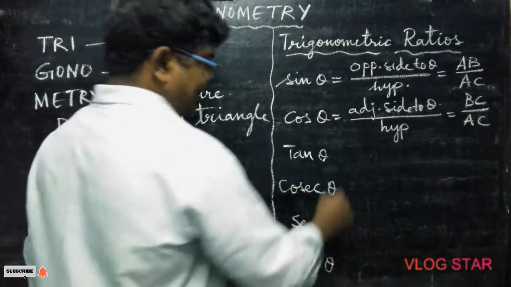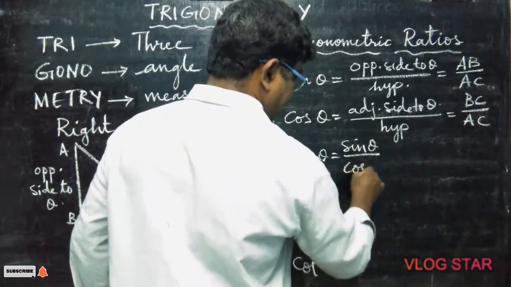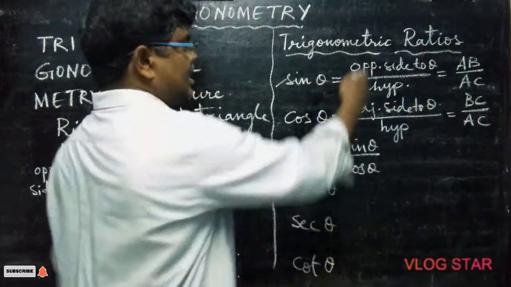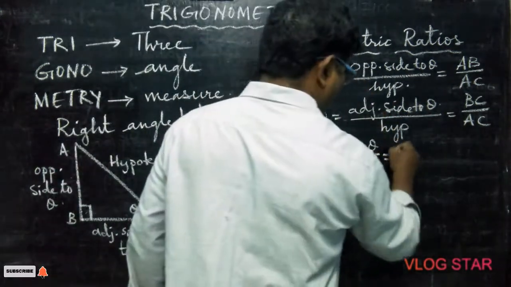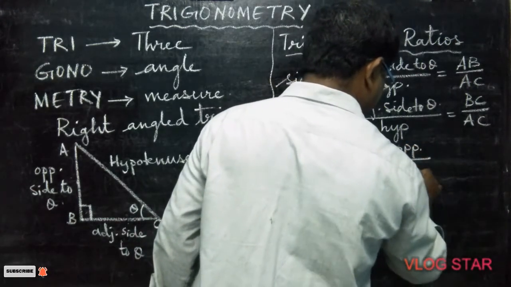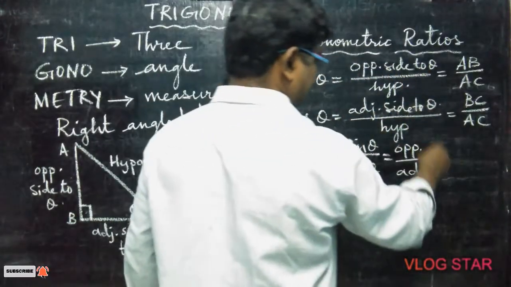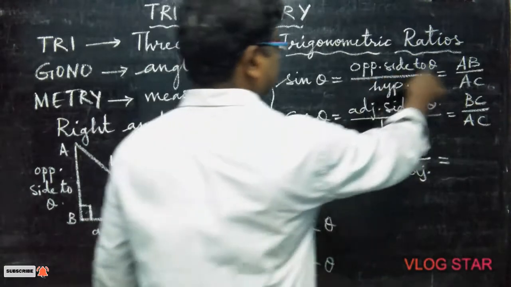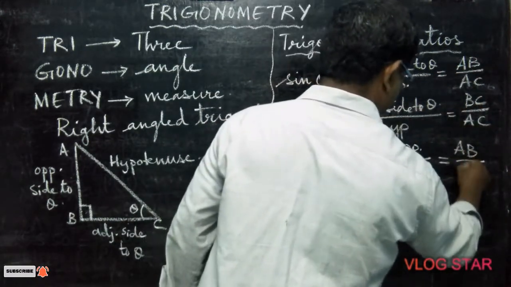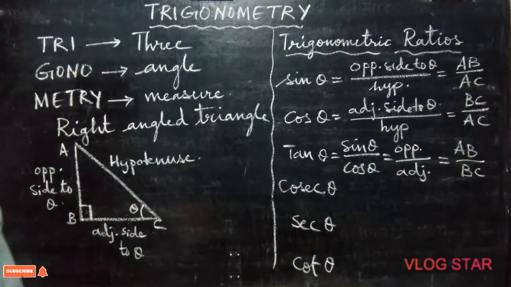Coming to tan theta. Tan theta means sin theta by cos theta. Sin by cos, the hypotenuse cancels, so opposite by adjacent. Opposite side to theta by adjacent side to theta. You write the full form: opposite side to theta by adjacent side to theta is equal to AB by BC, since the opposite side is AB and the adjacent side is BC. Are you able to follow? You write completely. I wrote it short, but you don't write like that.